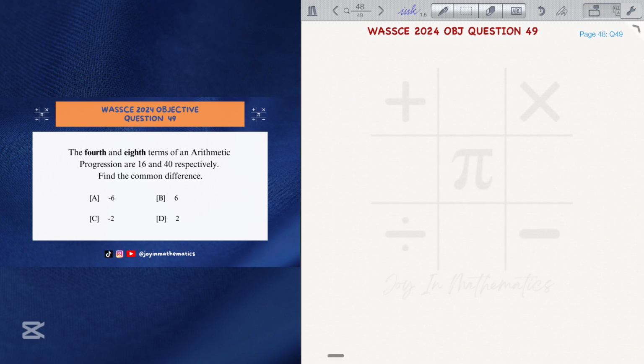WAEC 2024 Objective Question 49. The question says, the fourth and the eighth terms of an arithmetic progression are 16 and 40 respectively, and we are tasked to find the common difference.